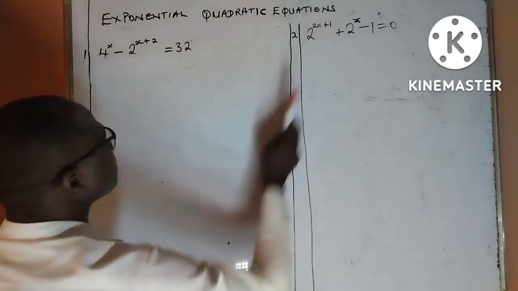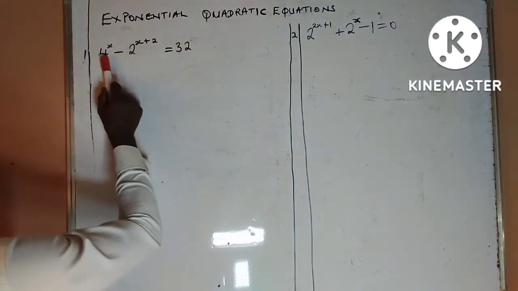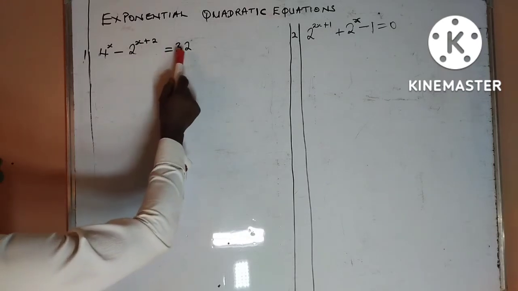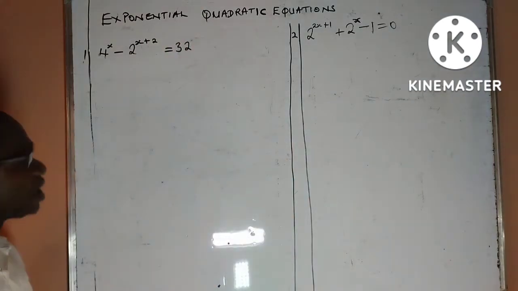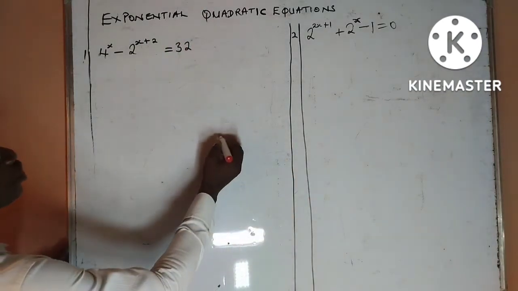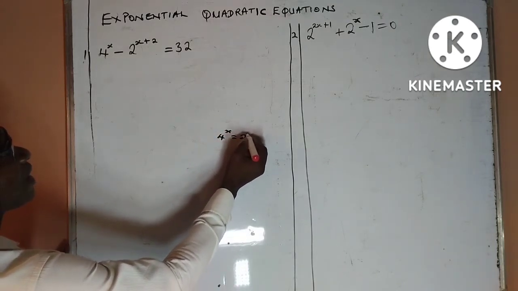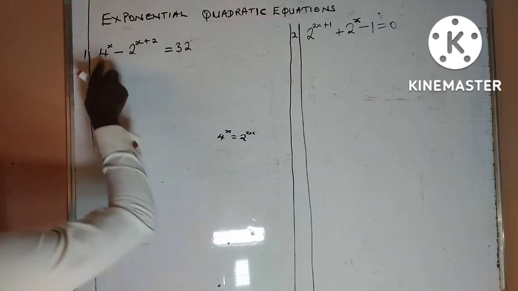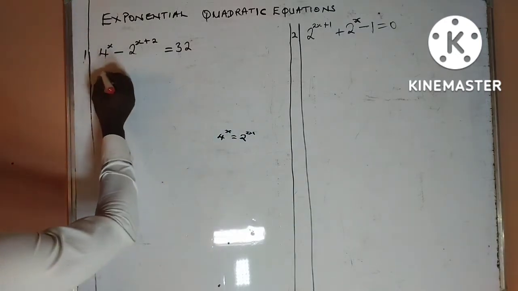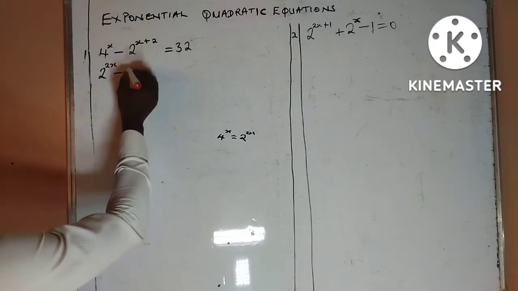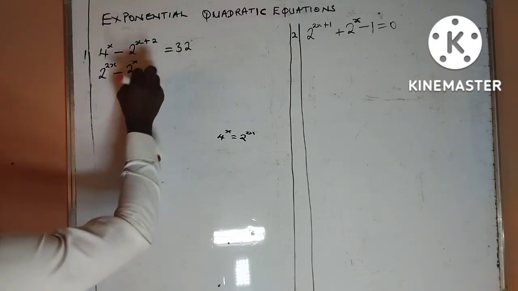I have two examples. The first one: 4 raised to the power x minus 2 raised to the power x plus 2 equal to 32. Let's begin. I want you to know that 4 raised to the power x can be written as 2 raised to the power 2x. So I will write 4 raised to the power x as 2 raised to the power 2x minus 2 raised to the power x.